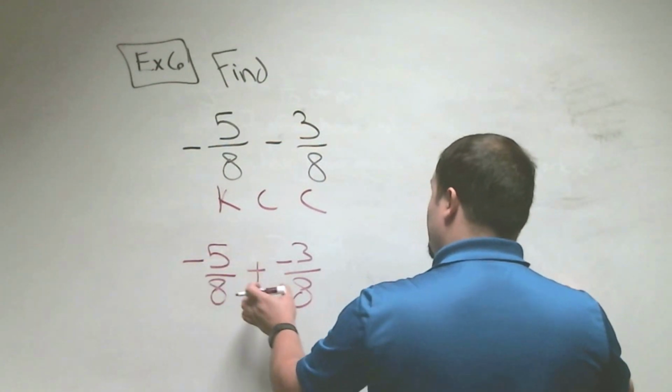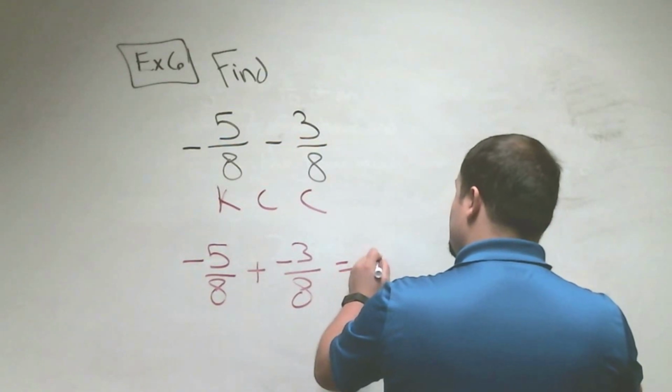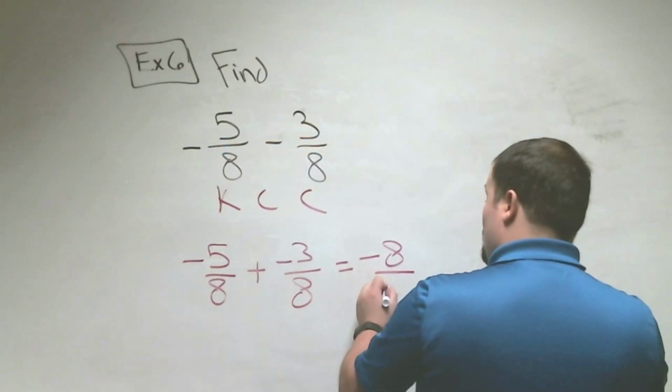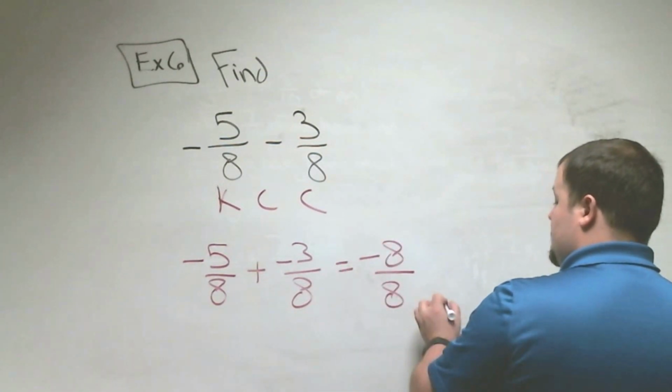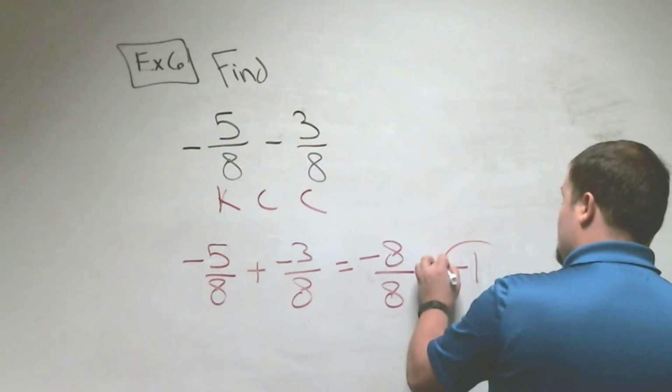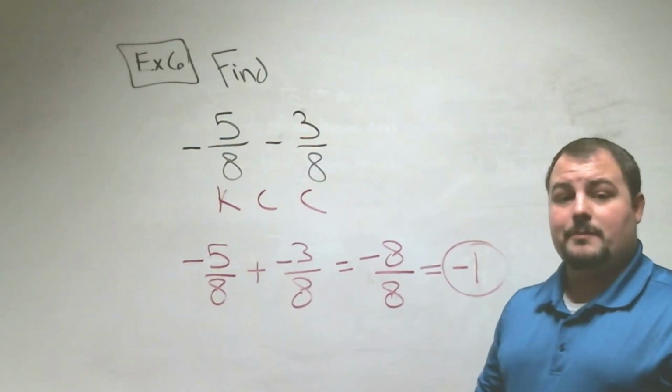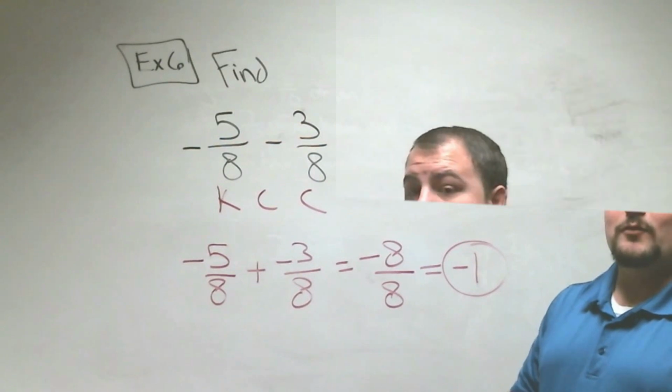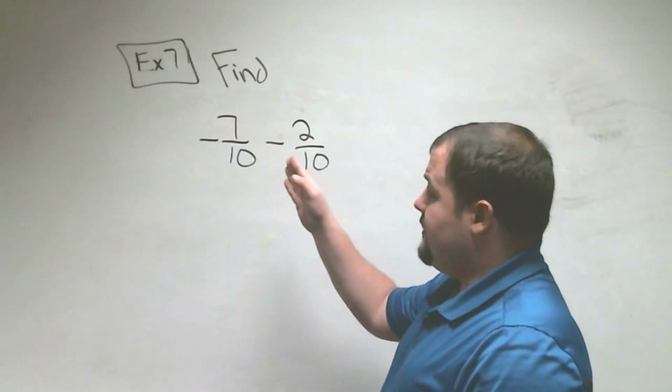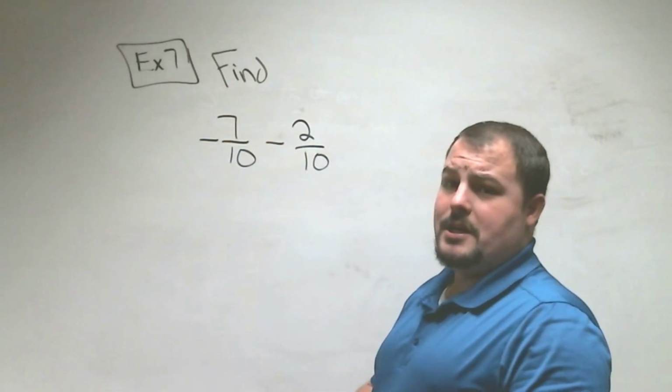Well, I already have 5 negatives, and I'm adding 3 more negatives, so I have 8 negatives. Well, negative 8 divided by 8 is equal to negative 1. So in example 6, our answer is negative 1. All right, example 7, negative 7/10 minus 2/10.